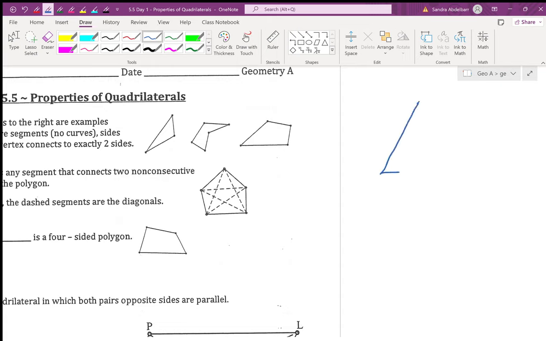So what I mean is, here's a triangle. A triangle is a good polygon. Notice how vertex B connects to AB and BC, exactly two sides. Vertex A connects to AB and AC, exactly two sides. Vertex C connects to CB and CA, exactly two sides. So in order for a figure to be considered a polygon, each vertex has to connect to exactly two sides, not less, not more.